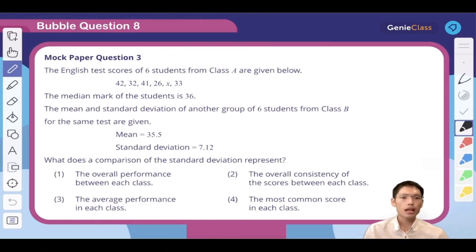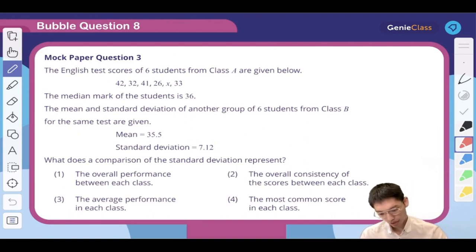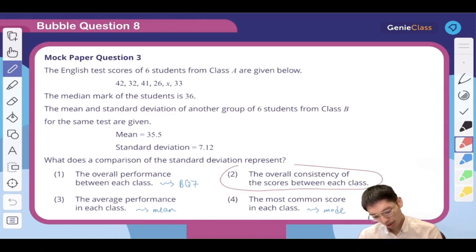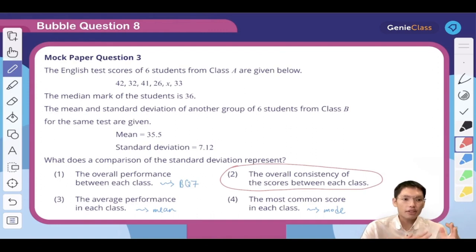Okay, counting down to my last 5, 4, 3, 2, 1. Alright, I think most of you get it as well. If you look at the options carefully, this is actually the answer for BQ7. Again, 3 and 4: one is calculating the mean of each, one is the mode. So for standard deviation, we're looking at the consistency. If you recall from the previous lesson with me on standard deviation, it shows how far the values are relative to the mean. So the nearer it is to the mean, the more consistent it is. Alright, that is the notion over here.